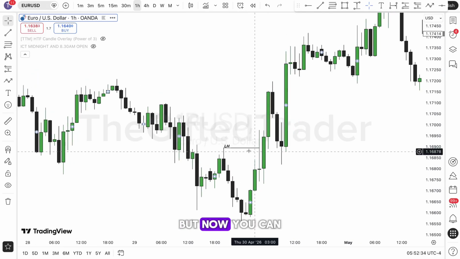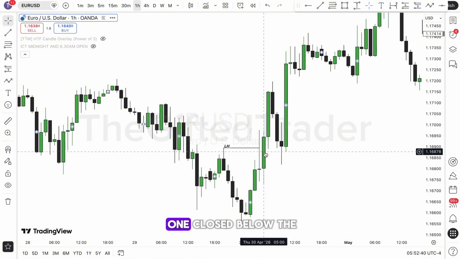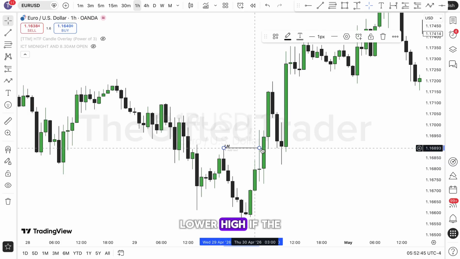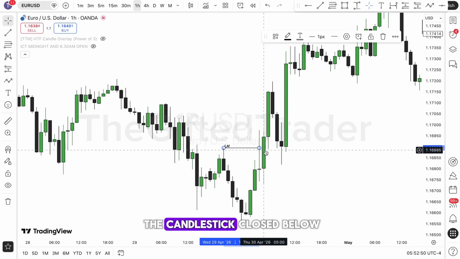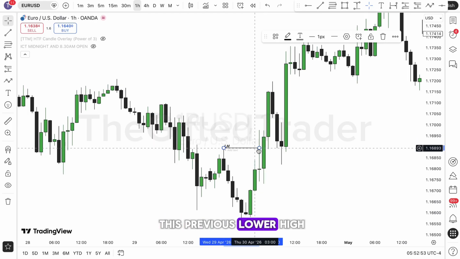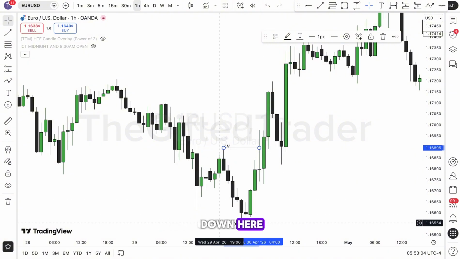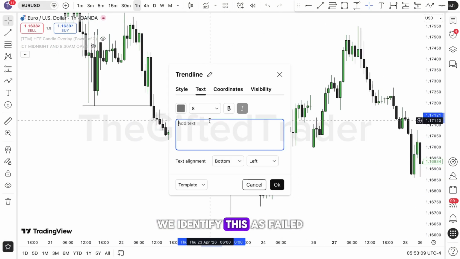Now you can see the body of the candlestick closed above. If this one closed below the previous lower high, if the body of the candlestick, I mean this green part, not the wicks, closed below this previous lower high, then we'll keep it in mind that this is a fake and price is going down to sweep liquidity down here. So if you see something like this, we identify this as a failed market structure shift.